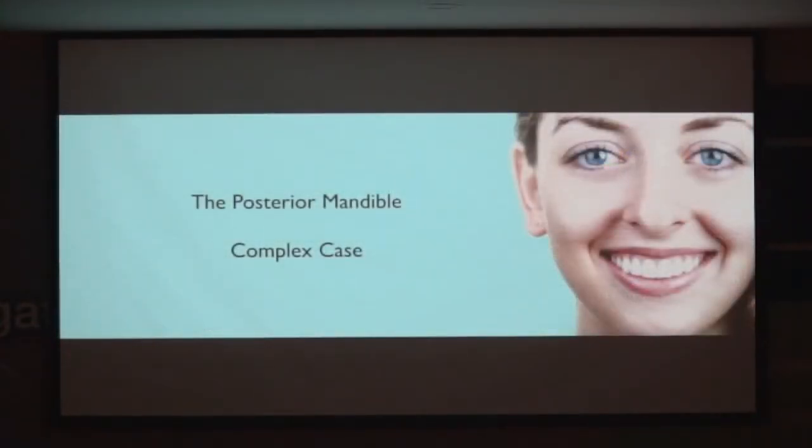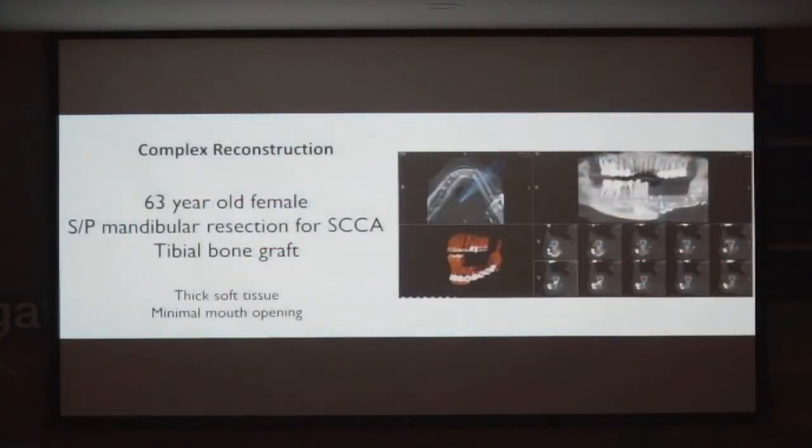So let's do a posterior mandible, a complex case. And this is a case that's impossible with the static guide. This is a patient that had squamous cell carcinoma, and they had a tibial bone graft, and they also took soft tissue with it, so the tissue is about 1 centimeter thick. Now the patient can't open wide enough to take an impression or put a static guide in, and you don't want to strip off all the soft tissue on this graft or you'll kill it. So this is a really hard case, and these tibias, as you know, are small.